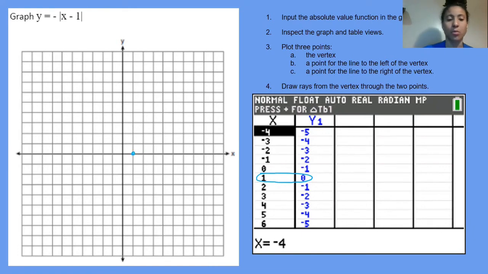From here, I'm going to pick a point to the left, and I'm going to say -1, -2. And then to my right, I'm going to say 2, -1. From here, we draw the rays from the vertex through the 2 points. So your image should look like this.